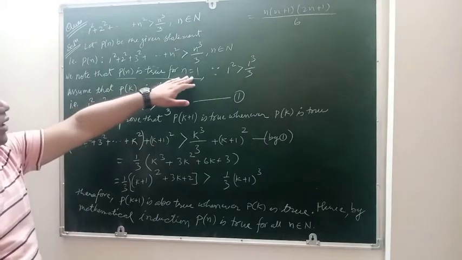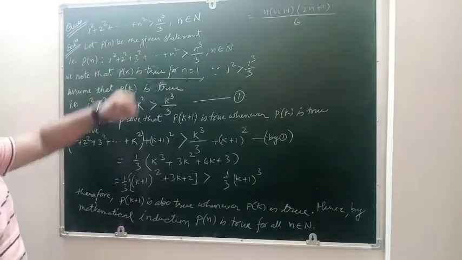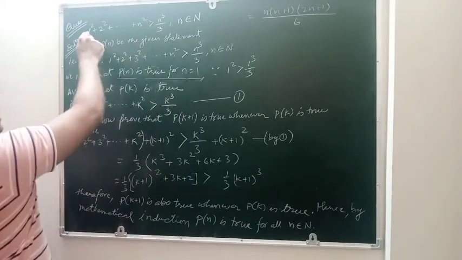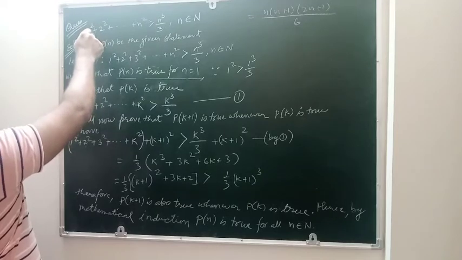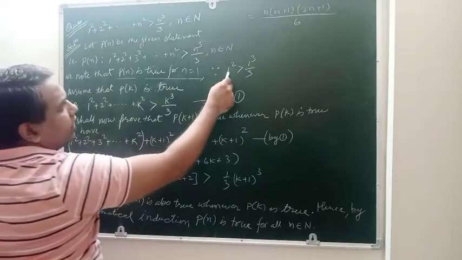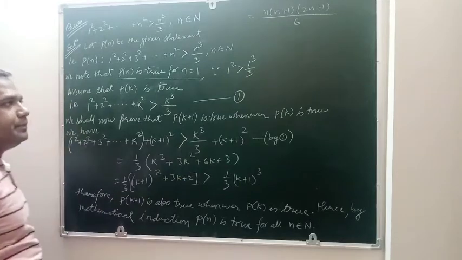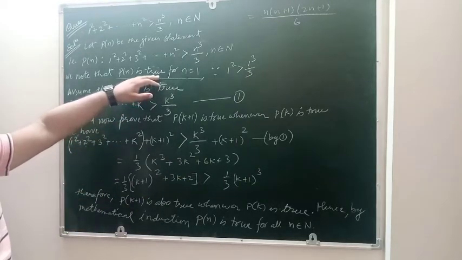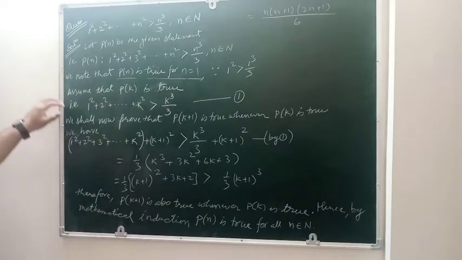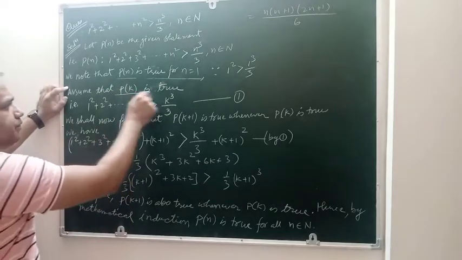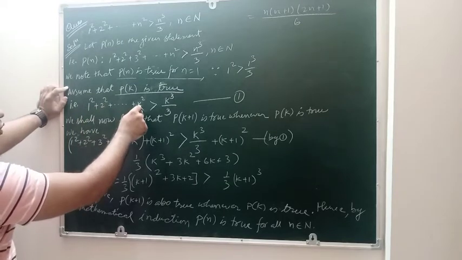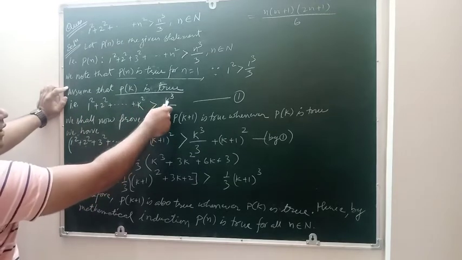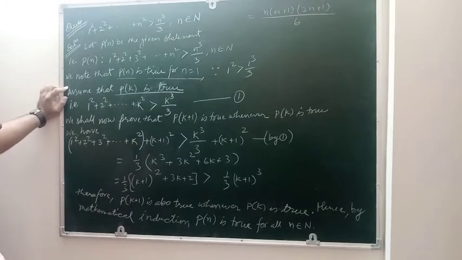If we put n equal to 1, the right side becomes 1 by 3, and the first term on the left is 1. Definitely 1 is greater than 1 by 3. So it holds good, or it is true for n equal to 1. Now assume that p of k is true. So if this is true, that means 1 square plus 2 square up to k square is greater than k cube divided by 3. Let us consider that as the first equation.